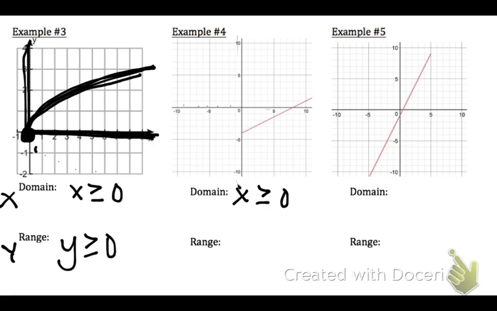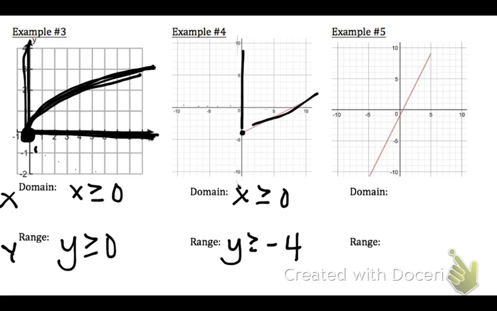I'm just going to clear this out so we can see it a little bit better. I drew all over it. This number right here is -4. It actually starts at -4, and then in terms of the y value, it's going up from there. So y has to be greater than or equal to -4.